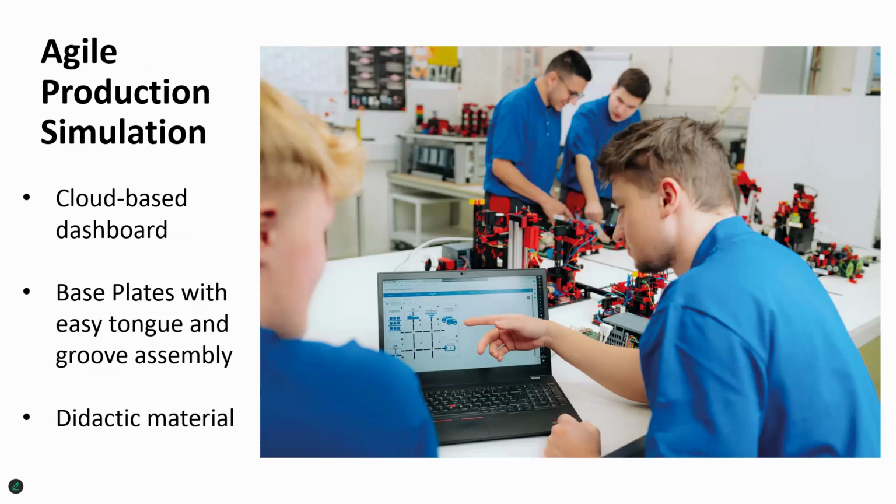The factory itself can be broken down into sections which utilize an easy-to-put-together tongue-and-groove assembly like giant puzzle pieces. Now, when assembled, the Agile Production Simulation model has a footprint of approximately 51 by 73 inches, and it has a total weight of approximately 116 pounds. A storage case is available separately for protecting the model when not in use or when being transported, and of course, we're going to look at that shortly. And again, didactic materials are also included in the scope of delivery.